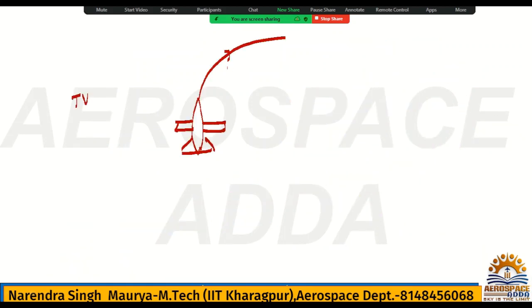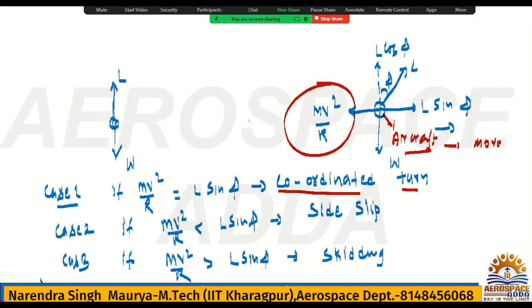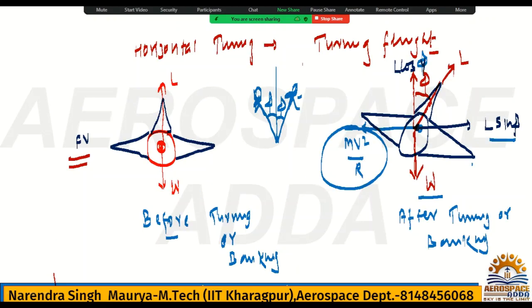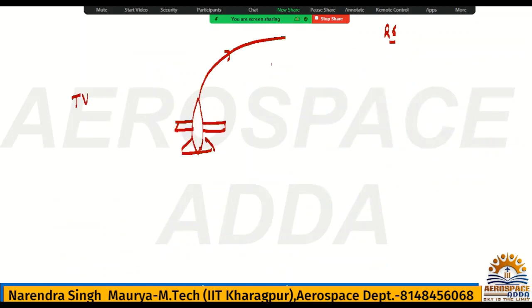So I told you if it is going to turn this side, this is the right side. If it is going to turn right side, the banking angle phi will be on this side. See, this is the phi. And if it is going to the left side, then the phi angle you may get this side. And this is the vertical plane, VP. All right.